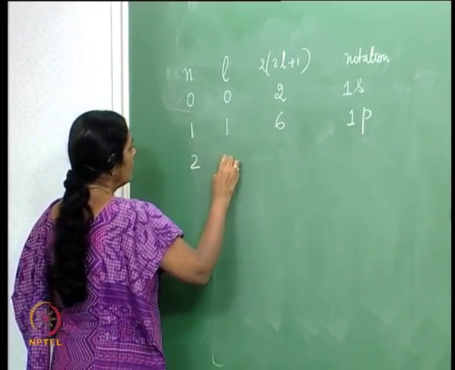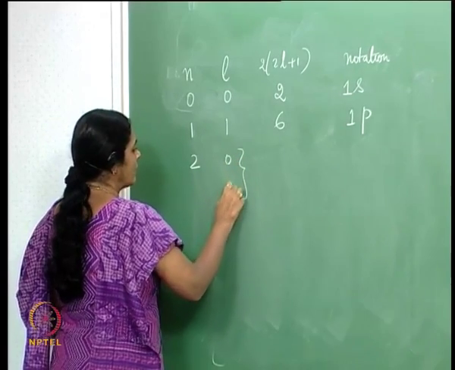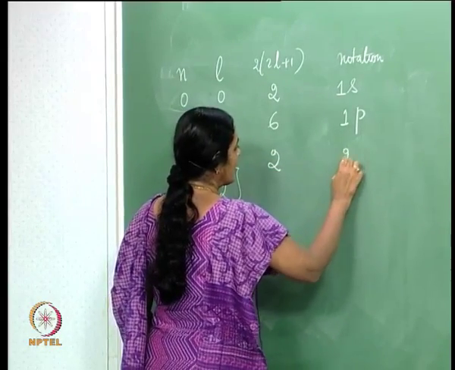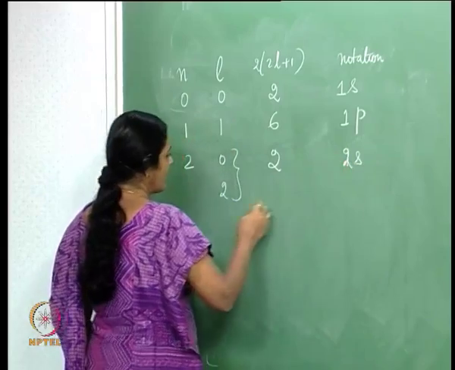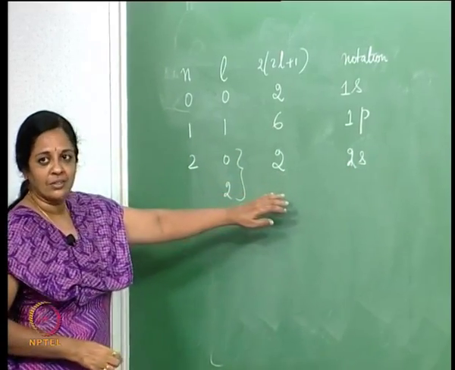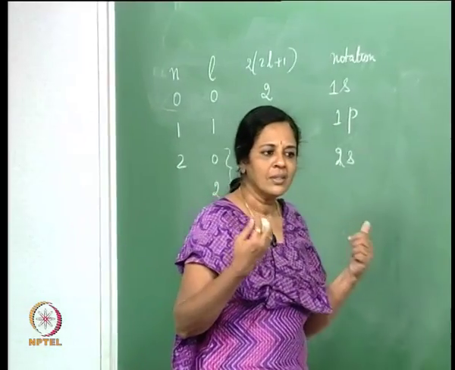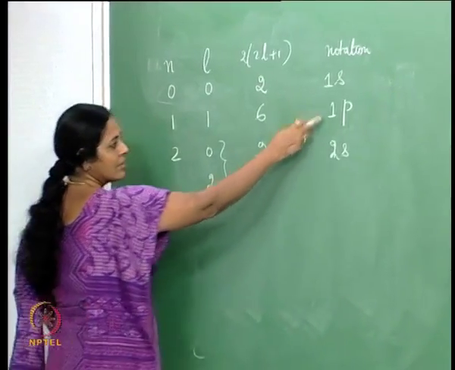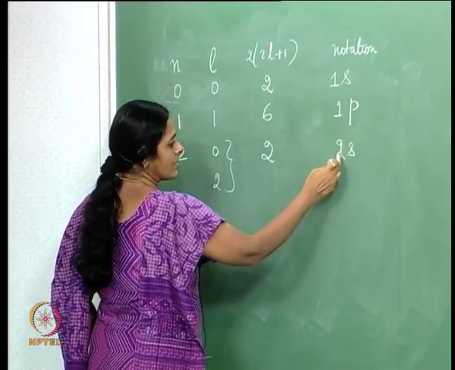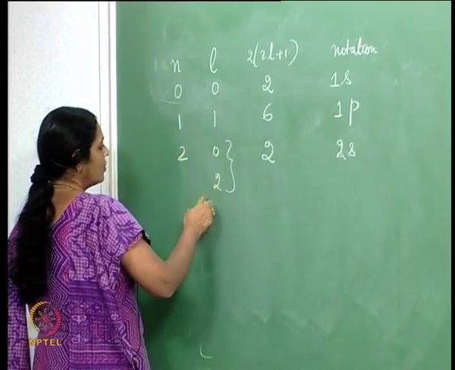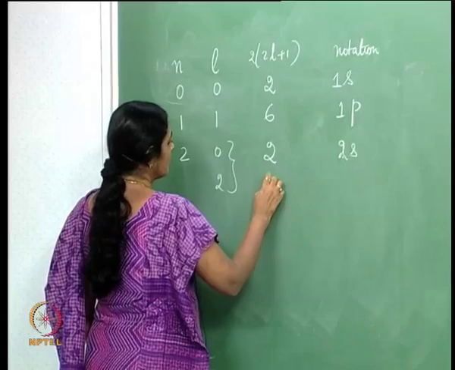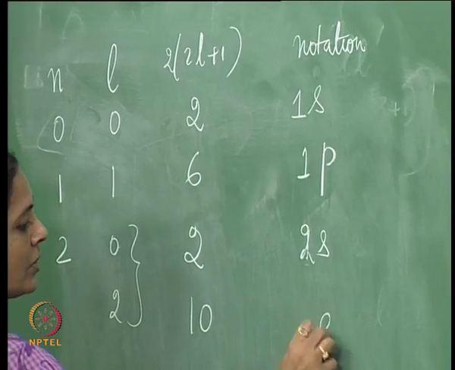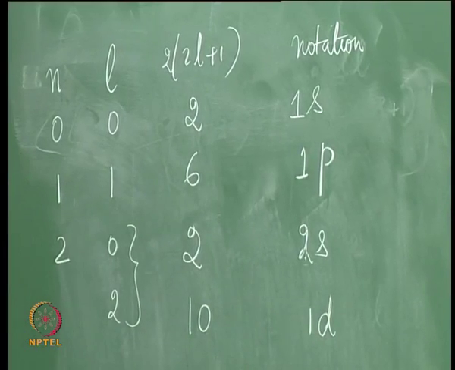When n is equal to 2, L can take values 0 and 2. Of course, if it takes a value 0, only 2 particles can be put in, but this is the second of the S states. This is a certain notation that is being used. You will find that atomic physicists use a different spectroscopic notation altogether. But in this context, you understand this notation as the first of the S shells, the second of the S shells, and so on. Now, when L is equal to 2, you can put in 10 particles, and L is equal to 2 is called the D state, and that is the first of the D states.